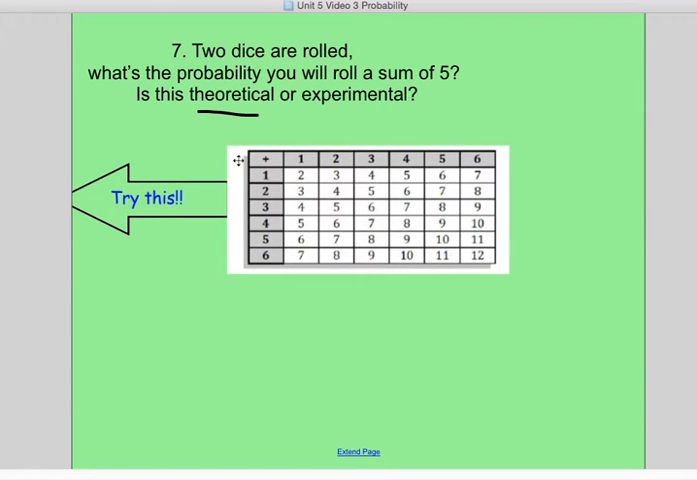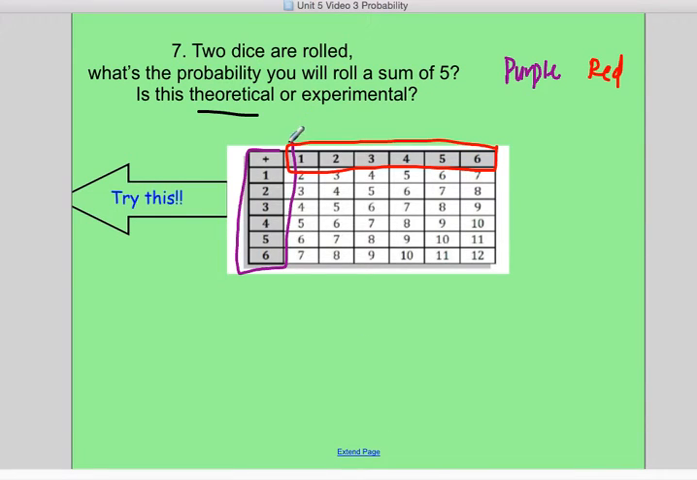The way I like to think about it is, let's say we have a purple dice. I roll that one, okay? And then I have a red dice, and I roll that one. So if I have a purple and I have a red, what can I get for sums?